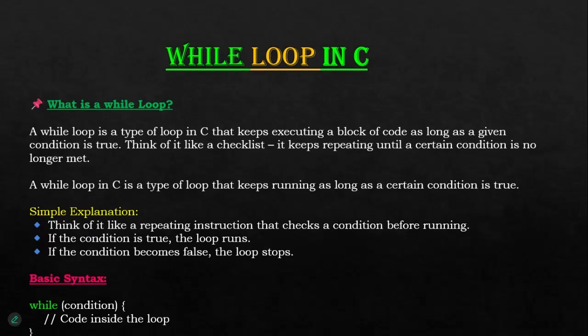So, the basic syntax of the while loop. While is the keyword we use in a while loop. At first there is the keyword while, then the condition, where we have to give the condition, and then after that the code inside the loop. So next slide. This was the definition of the while loop and a simple explanation. I think you understand better.